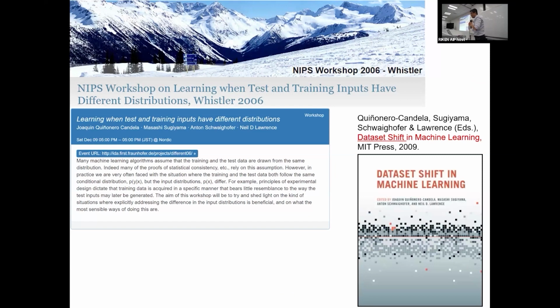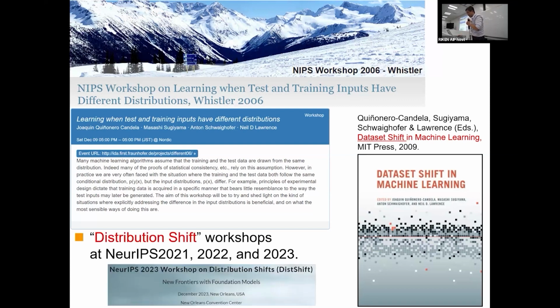After 3 years of the workshop, we finally published a book from MIT Press. This is basically an edited volume from the workshop, and there we named this problem dataset shift. But nowadays this problem is called distribution shift, renamed. And in the last 3 years, there has been another series of workshops on distribution shift at NeurIPS. So this topic seems to be back again and becoming more important nowadays.